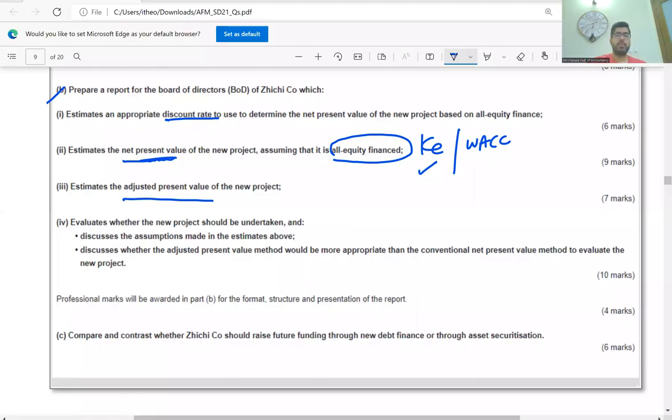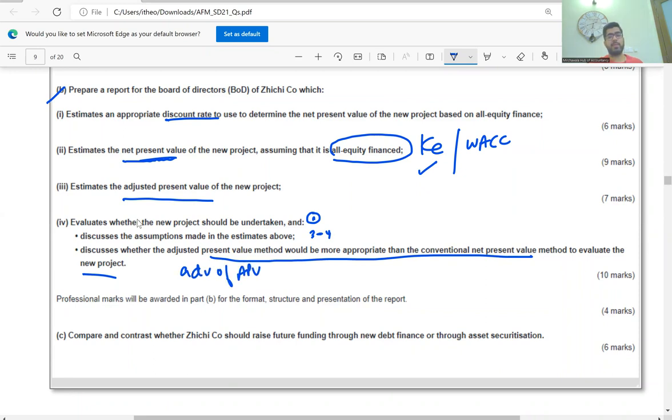Okay, now the fourth requirement is evaluates whether the new project should be undertaken. Maybe one mark. Discusses the assumptions. Maybe you write three or four assumptions to get 3-4 marks. So you get 4-5 marks, and discusses whether APV would be more appropriate than NPV. So whether APV is more appropriate than NPV, yes, it is. Why? Advantages of APV that were taught to you in the lecture or in the study text, you write 3-4 advantages, 4-5 marks. So this 10 marks is very easy.